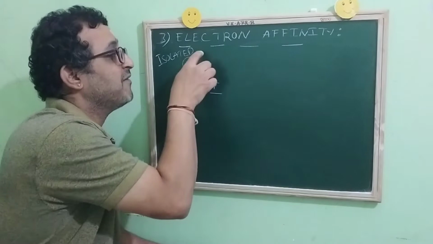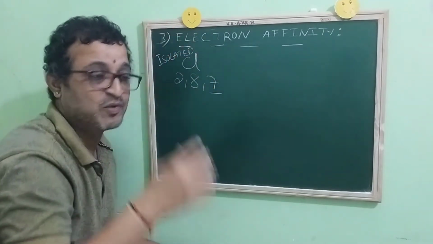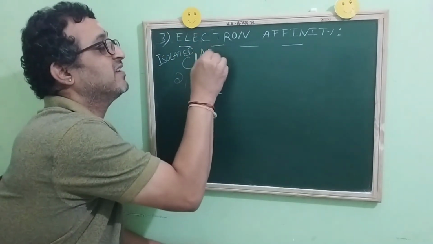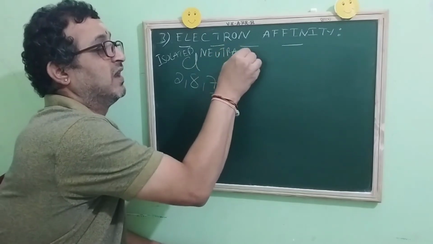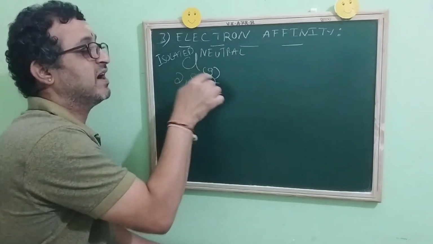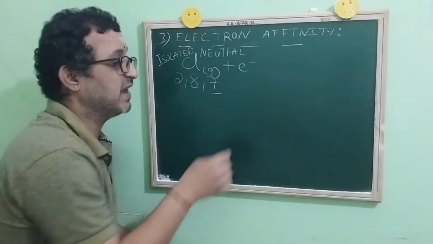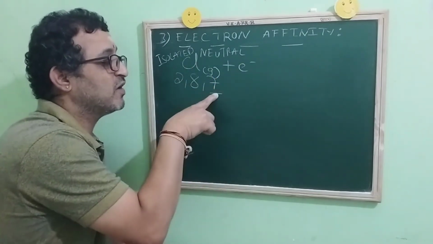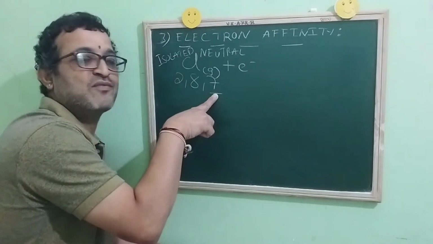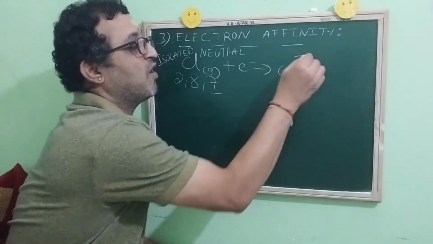Isolated. Do we have any charge on the head of chlorine atom? No charge. So, I'll call it as what? Neutral. Then, obviously, this chlorine atom is in what? Gaseous state. So this will accept 1 electron, right? Where is this electron getting added? Outermost shell of chlorine atom, and it will become what?